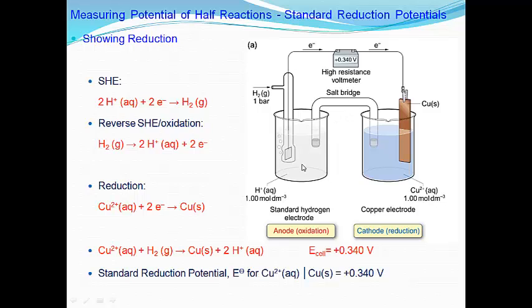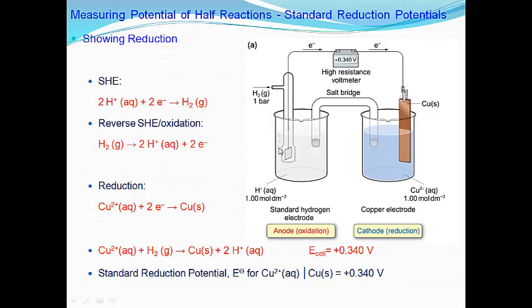So here we have our standard hydrogen electrode connected through the salt bridge to a solution of copper sulfate and copper, and we have our voltmeter measuring the voltage that is associated with the flow of current from one point to another point. Now, how do we determine oxidation and how do we determine reduction? Let us see. In this case, we're going to show the measurement involving reduction.